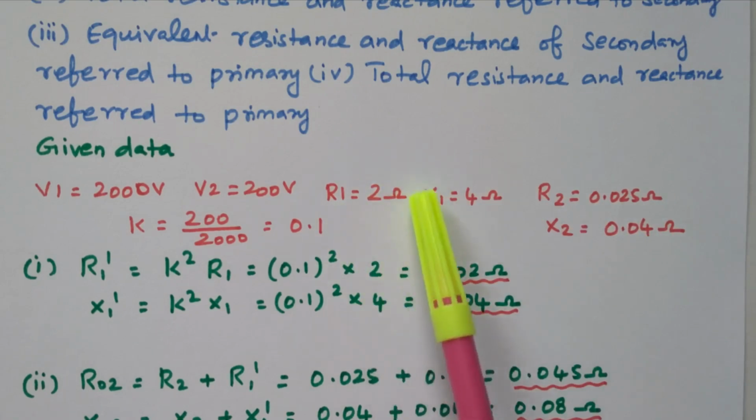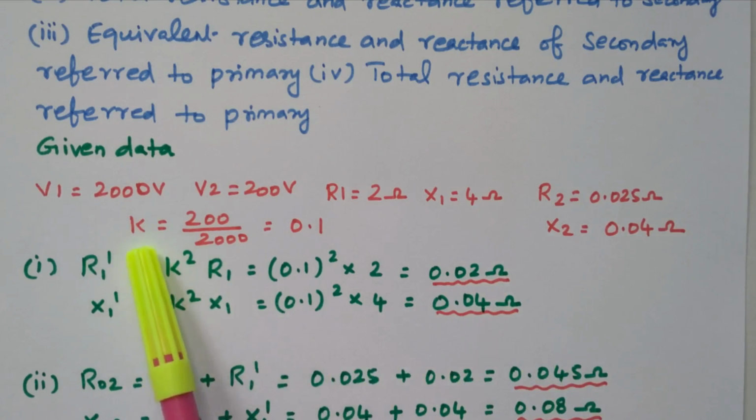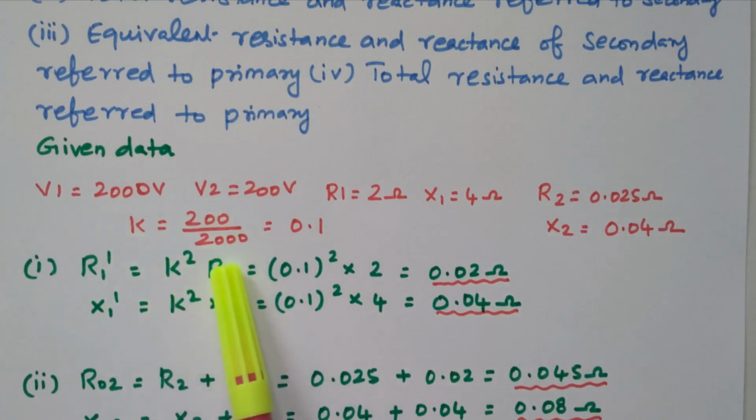Similarly, this primary data can be transferred to the secondary side, so that the calculation becomes easier. That is called an equivalent resistance. A separate video is available; the link is given in the description box. Accordingly, it is referring to primary, referring to secondary. Before going to that, we will find the transformation ratio V2 by V1. So, 200 divided by 2000 is 0.1. The transformation ratio is 0.1.